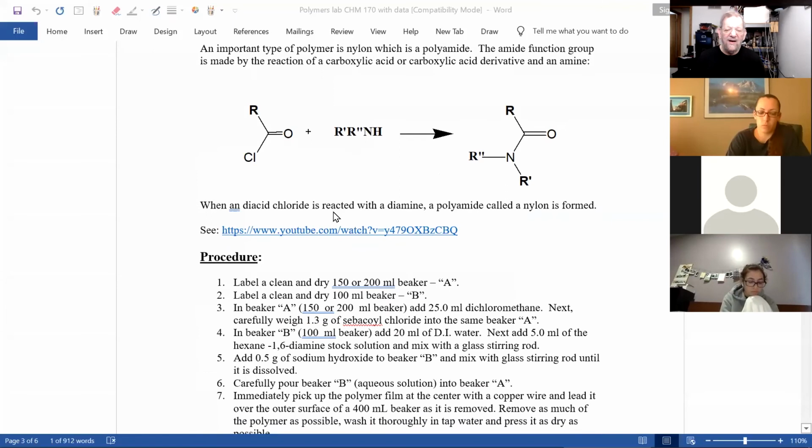Now, one thing you should know, nylon is an amide. And you learned about amides, and you can have acid hydrolysis. And that's one reason why, if you have some nylon, you don't want acid on there.